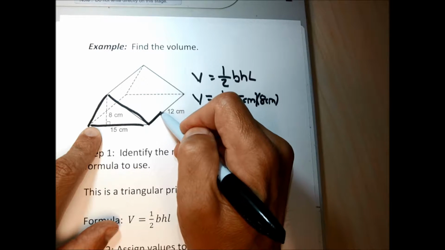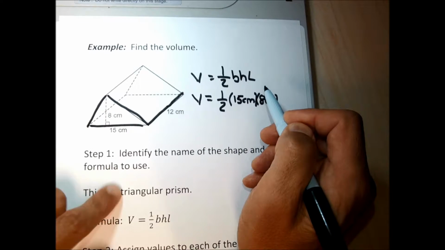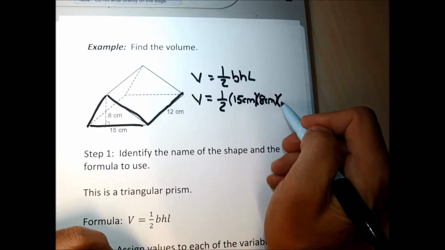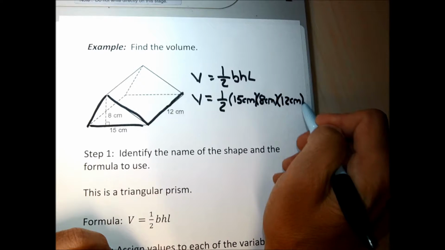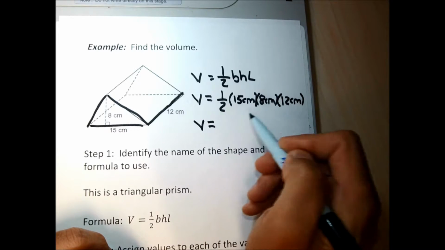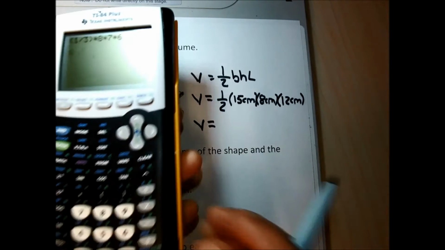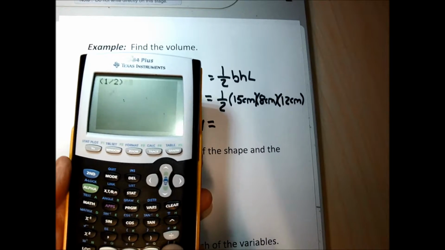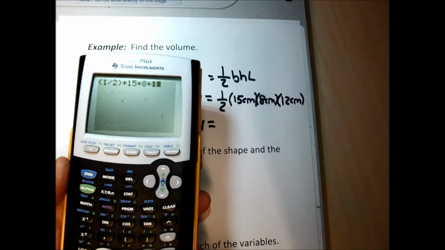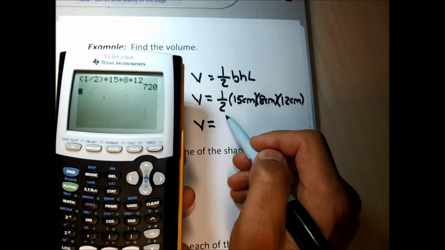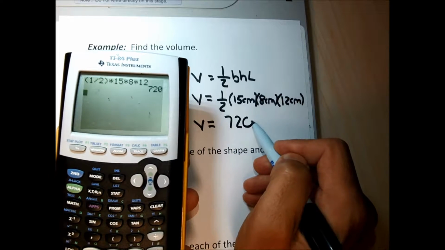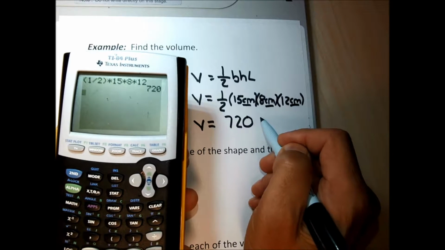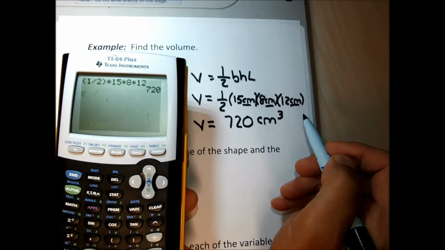And then the length is going to be how far it is between the top and the bottom, and that's 12 centimeters. Again, I'm not really feeling motivated to do this by hand, so I'm going to do this on my calculator. I'm going to go 1/2 in a parenthesis, so 1 divided by 2 times 15 times 8 times 12. I get 720. And then always when I'm finding volume, I need cubic units because I multiplied centimeters by centimeters times centimeters. I'm going to get cubic centimeters for my units.